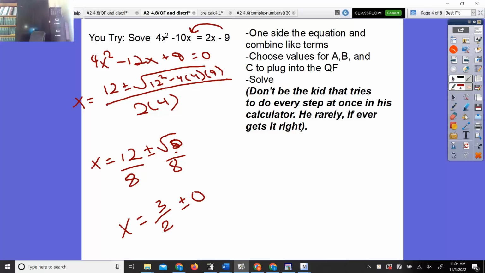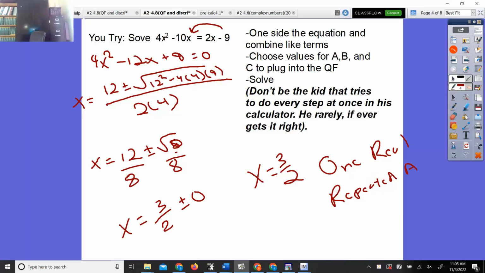And here's where Ross was wanting to do something silly, and he's not the only kid who does this. He says something like plus or minus 3 halves is the answer. You're not the first kid that's ever said that to me. You're not the last kid that's ever said it. You got to think before you talk, right? What's 3 halves plus 0? What's 3 halves minus 0? There's only one answer. X is 3 halves. We have one real, actually repeated answer. It is repeated. Something actually happens twice.